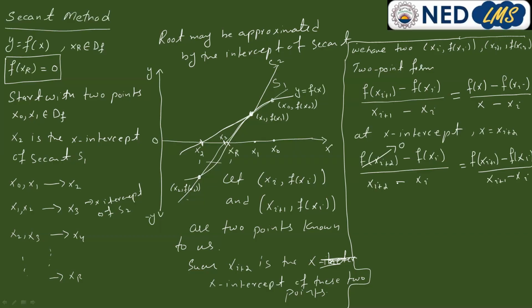If it is a root, then it must be equal to 0 in this case. Now x_i is known, f of x_i is known, all other quantities are known. The only thing left is x_{i+2}. We have to solve for x_{i+2}. So how can we do that? Let's reciprocal this term, bring it up, and this term bring it down.